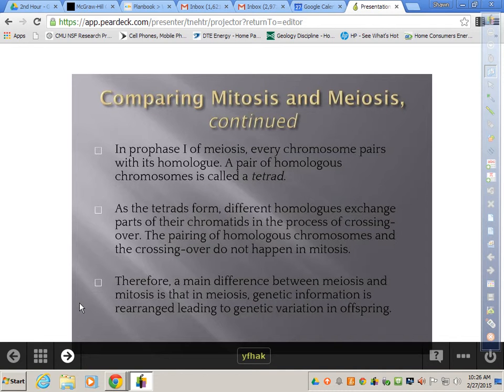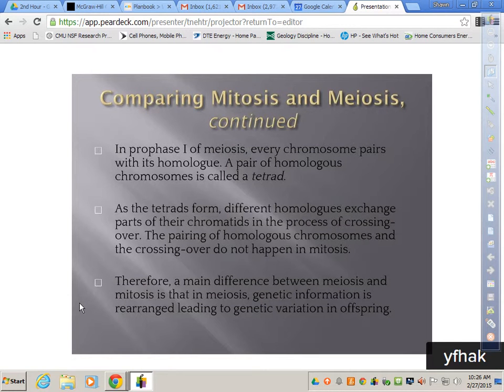Now, in prophase 1 of meiosis, every chromosome pairs with its homologue. And a pair of homologous chromosomes, you learned yesterday, is what is called a tetrad. Why tetrad? Because tetra means 4. Tetrahedral figures are 4-sided figures, right? So as the tetrads form, different homologs exchange parts of their chromosomes in the process called crossing over. Now the pairing of homologous chromosomes and the crossing over do not happen in mitosis.